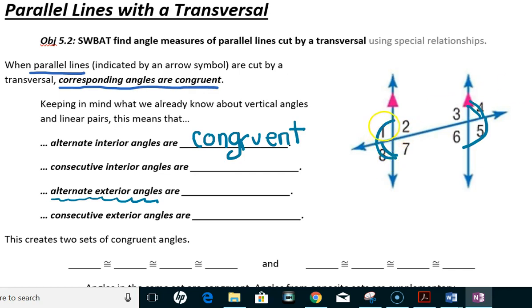We can use the same idea. We can say angle 1 and angle 3 must be congruent because they're corresponding angles, which are always congruent when the lines are parallel. And look, angle 3 and angle 5 are vertical angles. So if 1 is congruent to 3 and 3 is congruent to 5, then 1 must be congruent to 5. Alternate exterior angles are congruent.